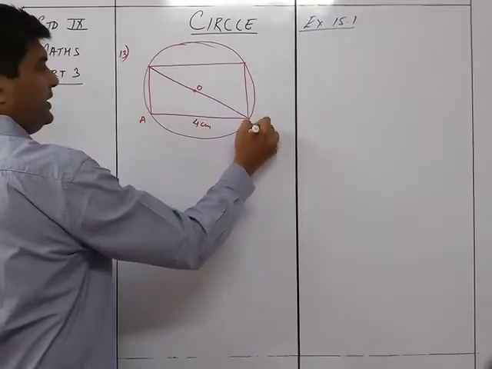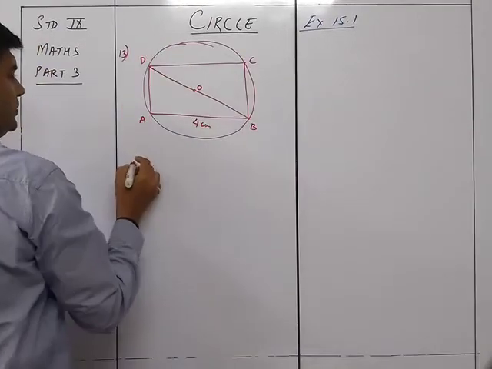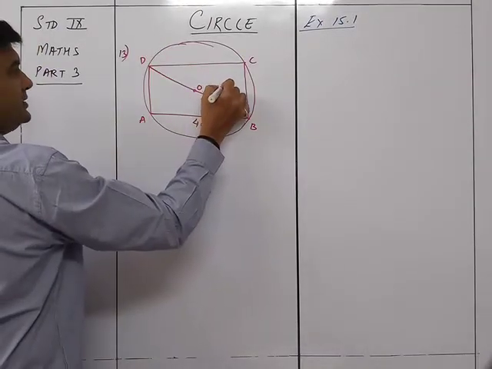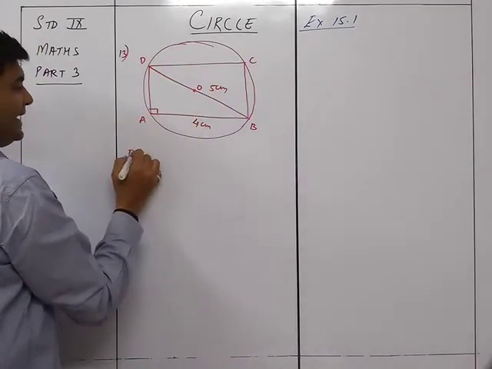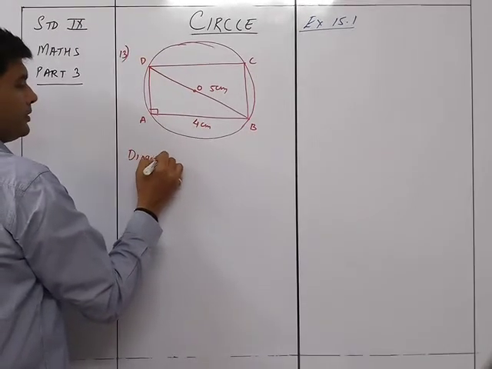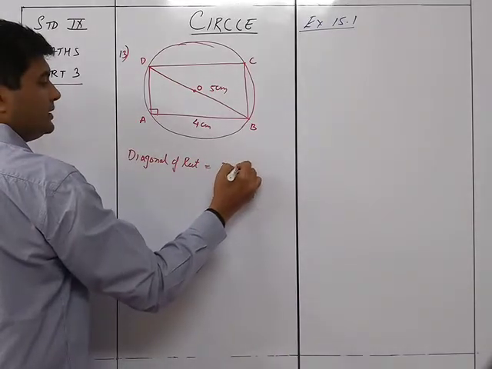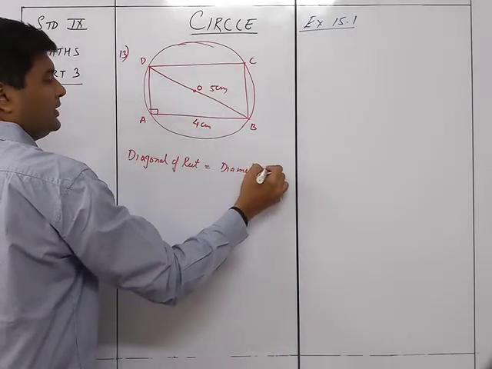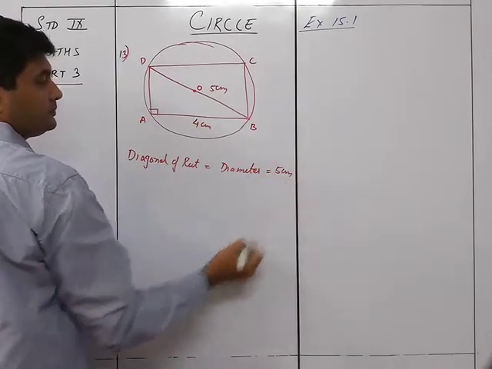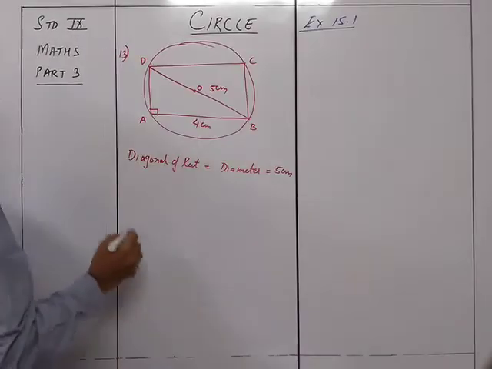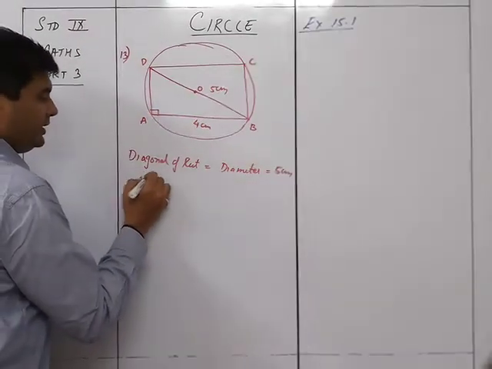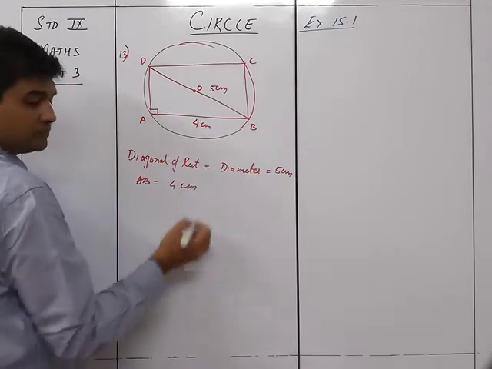The diameter is also the diagonal of the rectangle. So A, B, C and D. You know that this is 90 degrees. The diagonal of the rectangle is equal to the diameter, which is equal to 5 centimeters. And we know that AB is equal to 4 centimeters.